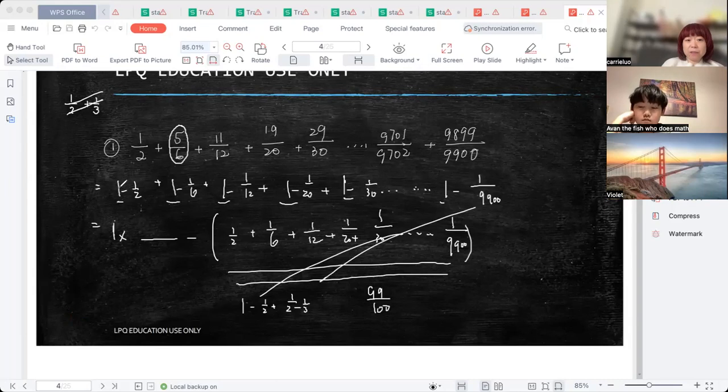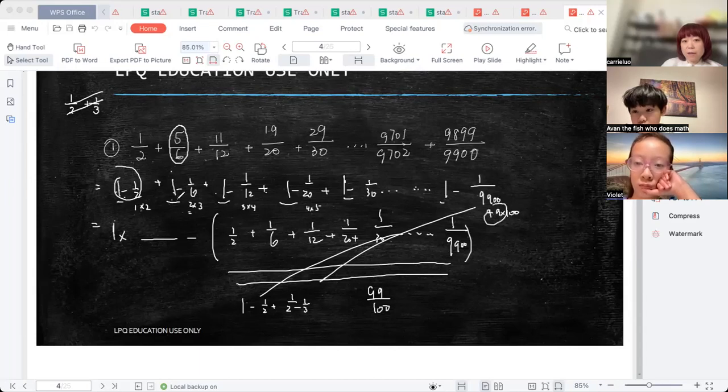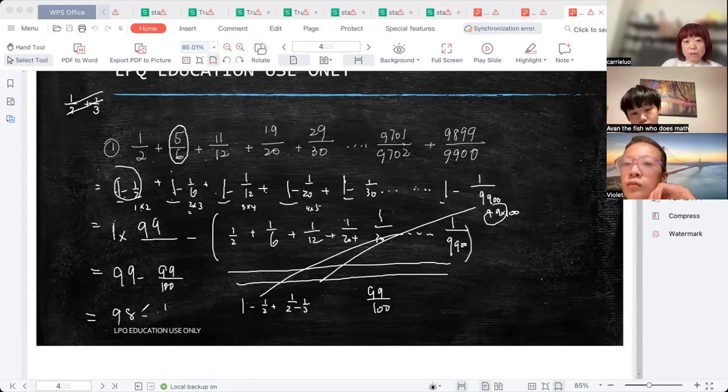OK, let's look, Violet. Here there is a 1, right? Then this 1/2 is 1 times 2, right? When this becomes 2 times 3, how many 1s are there? 2 ones. When it's 3 times 4, how many 1s? 1, 2, 3. When it's 4 times 5, how many 1s? 1, 2, 3, 4. So at the end it's 99 times 100, so how many 1s? 99 of 1. Get it? Okay, so the answer is 99 minus 99 over 100 equals 98 and 1 over 100.